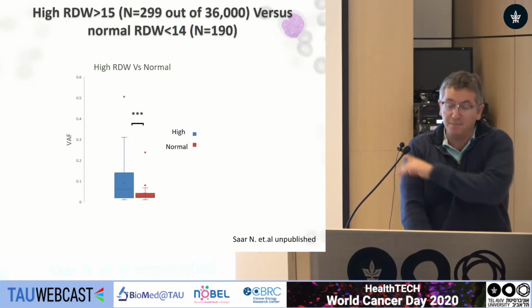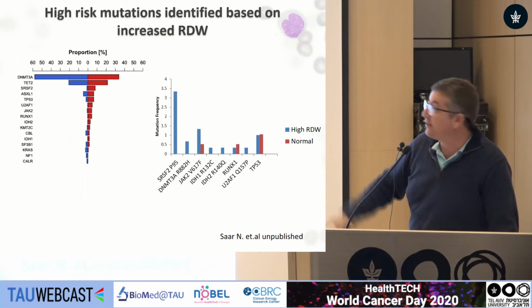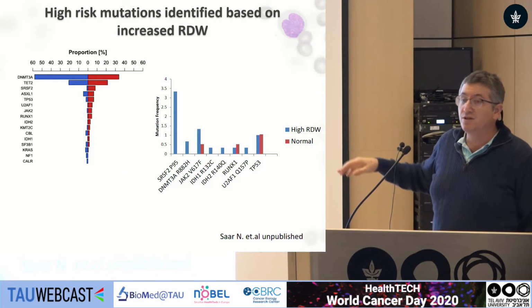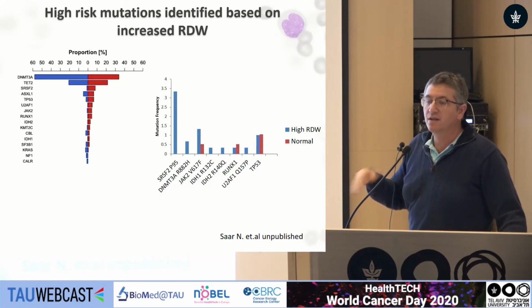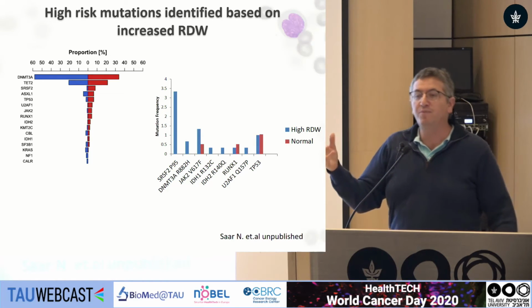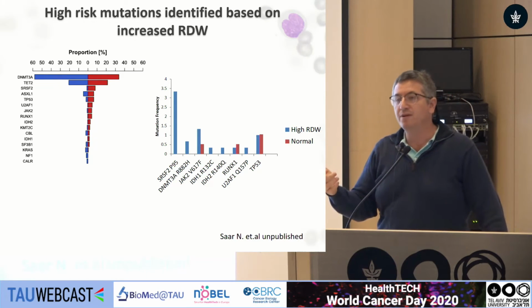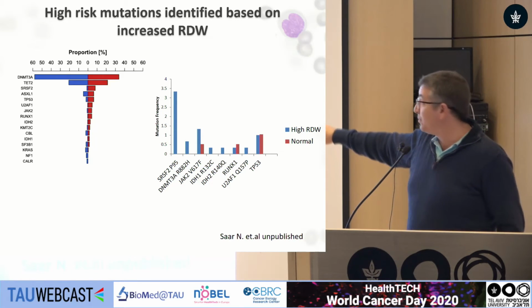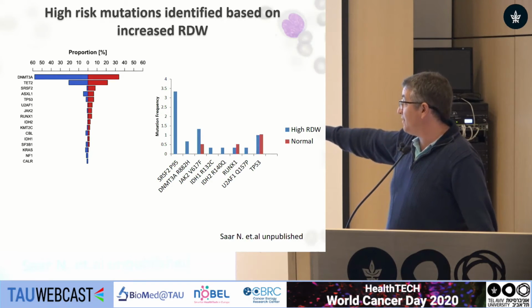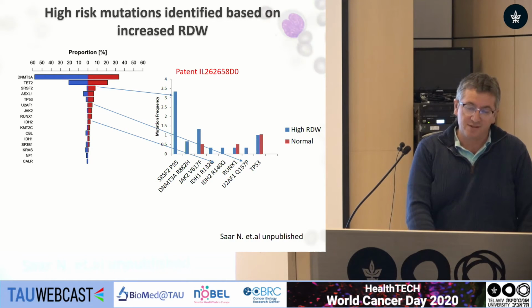And besides having bigger variant allele frequency in the group of the high RDW, they also had way more high-risk mutations, specifically in SRSF2, IDH1, IDH2, and U2AF1, that were found only in the group of people with increased RDW. So now we have a measure to enrich for the high-risk patients, and we think that in this group we might be able to intervene as we are developing drugs that can target splicing mutations, and there are already drugs available to target IDH1 and IDH2 mutations.